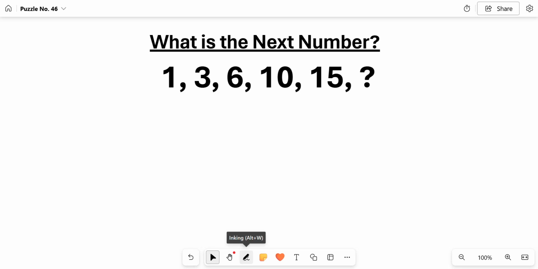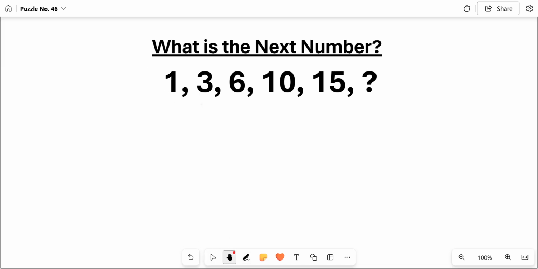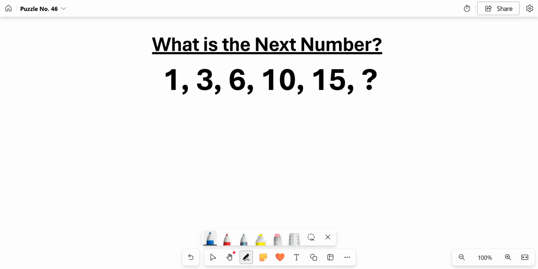So in this puzzle, we are going to see what is the number that is going to come in this particular series. If you observe this series, the first two numbers, that is 1 and 3, the difference is 2. As you can see here, the difference between 1 and 3 is 2.